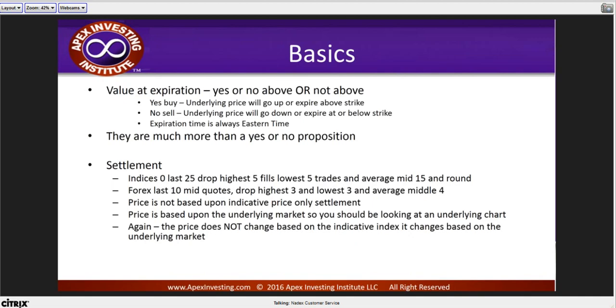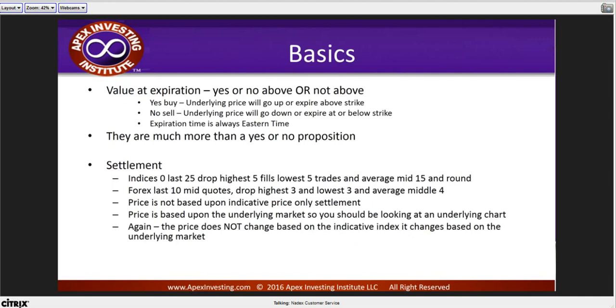On Forex, they take the last 10 mid quotes, the average of the bid and offer. They drop the highest 3, the lowest 3, and they average the middle 4. Okay? That's how they determine that final settlement price. That's also how they determine that indicative price that you see when you're logged onto the Nadex platform, like inside the tickets or on the platform itself.